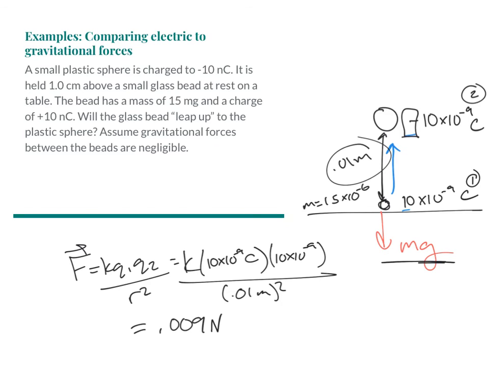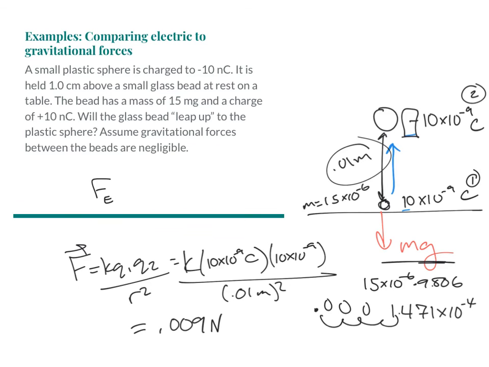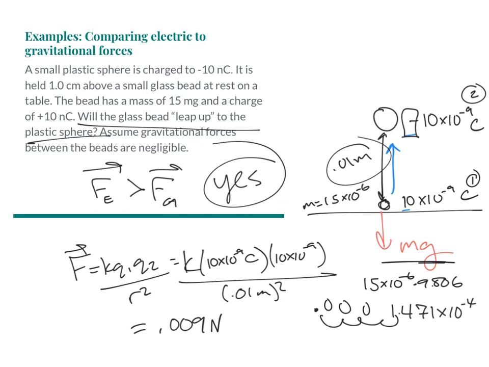So now we got to look at mg and see if that is more or less, because if the electrostatic force is more than the force of gravity, it'll hop up. So m times g is 15 times 10 to the -6 for the mass times g, 9.806. And if you do that, you get 1.471 times 10 to the -4th. That's 0.0001. So the force of the particle, call that force electric, is greater than the force of gravity. So will the glass bead leap up? If the force of the electric particle is greater than the force of gravity, it will, and it is. So yes, it does jump up.